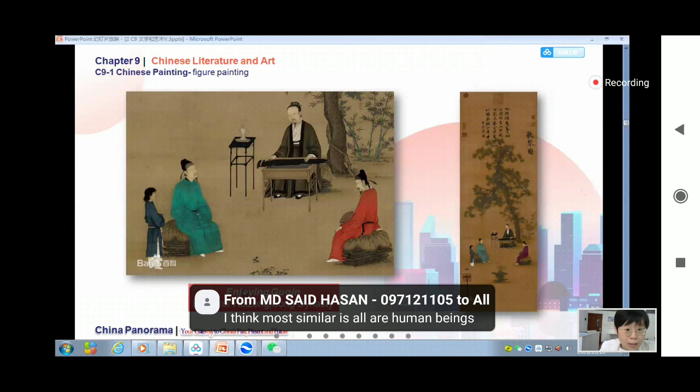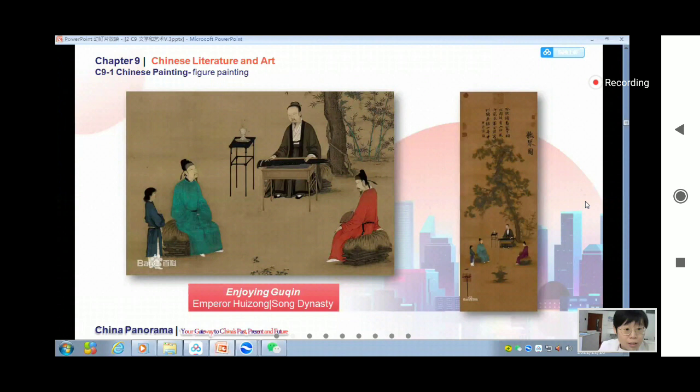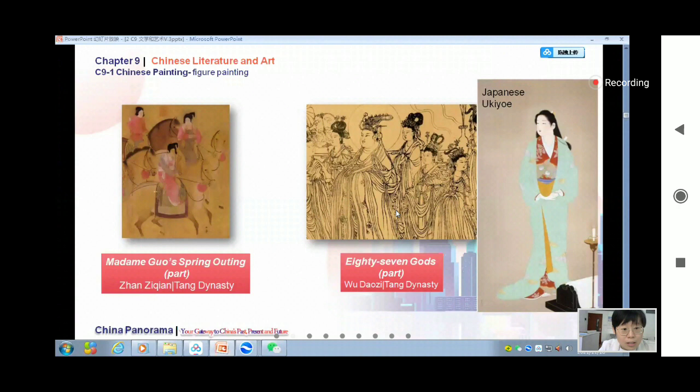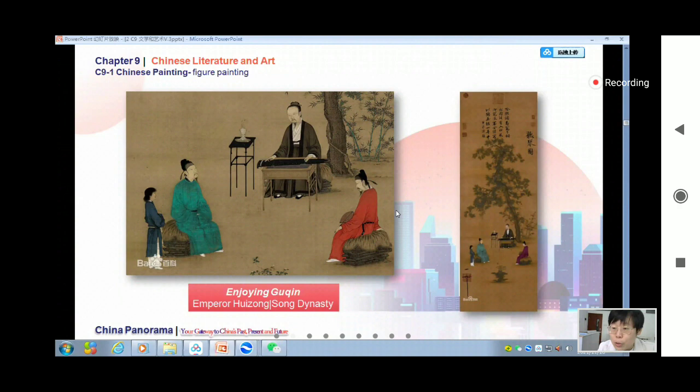These pictures are from Song Dynasty. Can you see some difference? Some difference between the pictures in Tang Dynasty and Song Dynasty. Which one is more colorful? Which one is more detailed? In Song Dynasty. Song Dynasty. Yeah, very good, Grace.